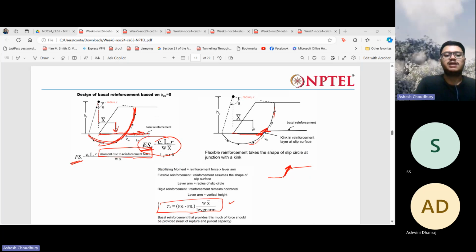So, design of the basal reinforcement. Basal reinforcement means the reinforcement that will provide the base of this embankment. It is known as the basal reinforcement, and it is used for the initial construction of the slope. So how to design that, we saw how to calculate the factor of safety.